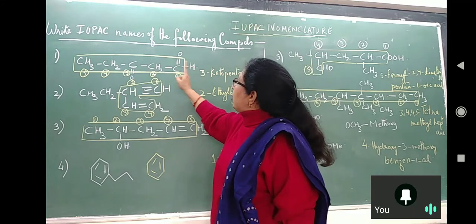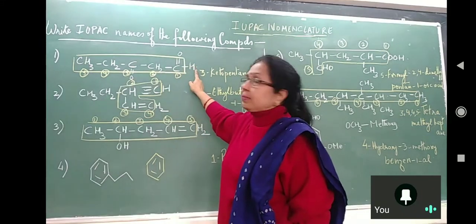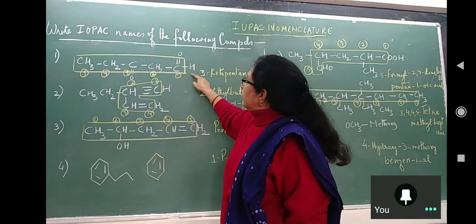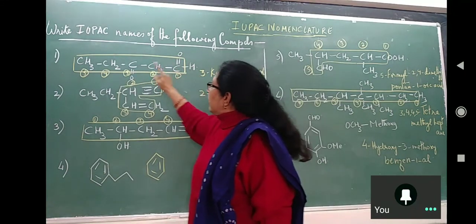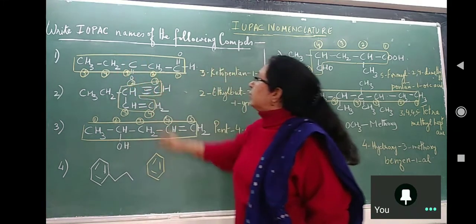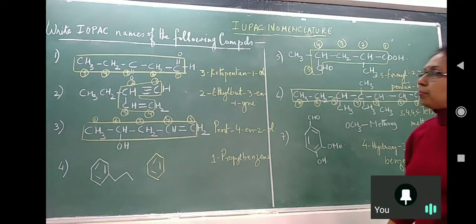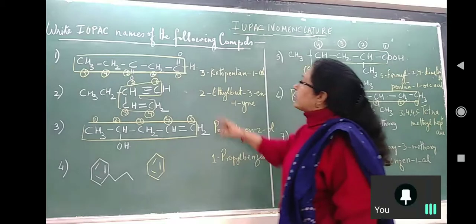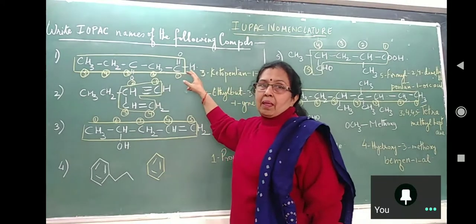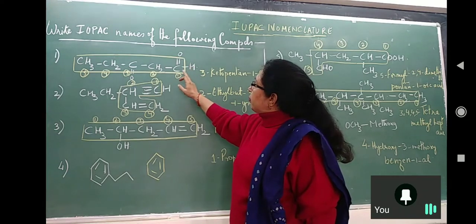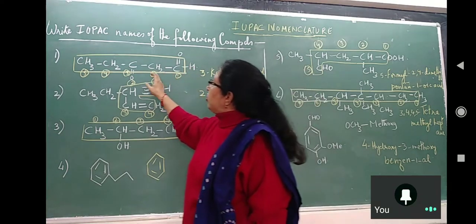It has carbon on both the sides. This is C, this is CHO, and there is a double bond. Now in priority order, which is given preference, aldehyde or ketone? It is always aldehyde. So we will number from aldehyde 1, 2, 3, 4, 5.